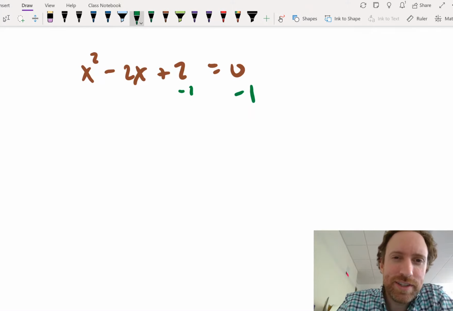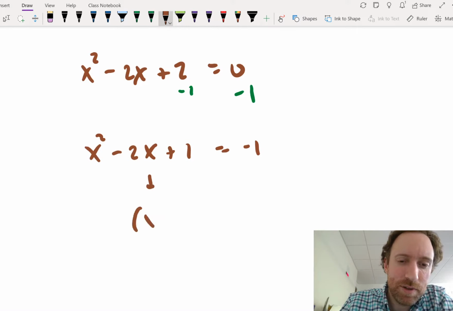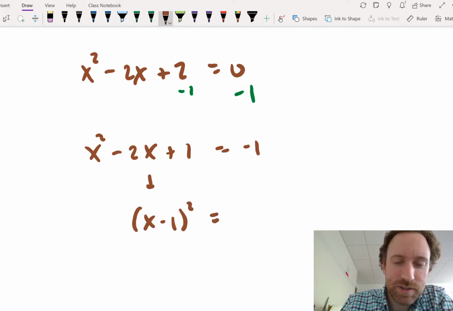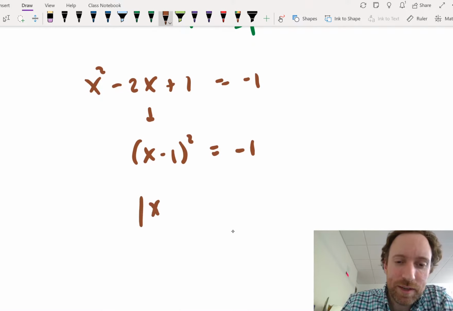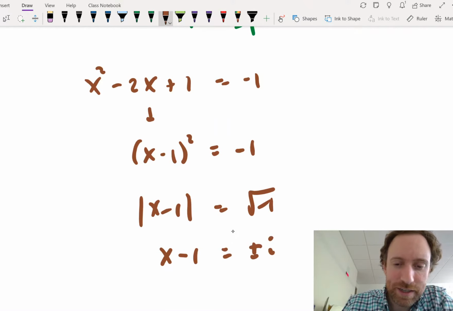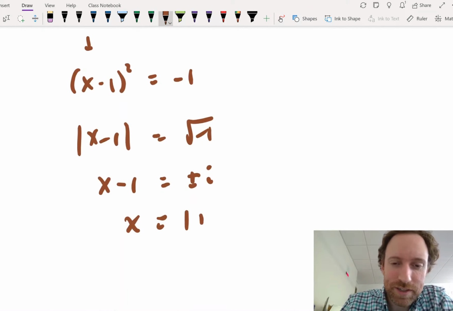Subtract 1 from both sides, giving you x squared minus 2x plus 1 equals negative 1, because this on the left is a perfect square. This is the square of x minus 1. And then you can solve by doing a square root, and you get the absolute value of x minus 1 equals the square root of negative 1, and you get x minus 1 equals plus or minus i, giving us x equals 1 plus or minus i.